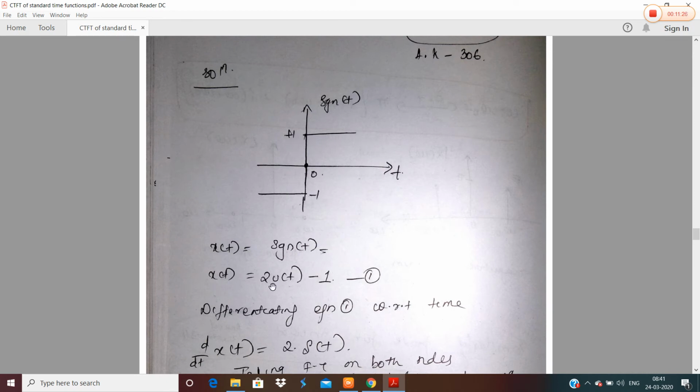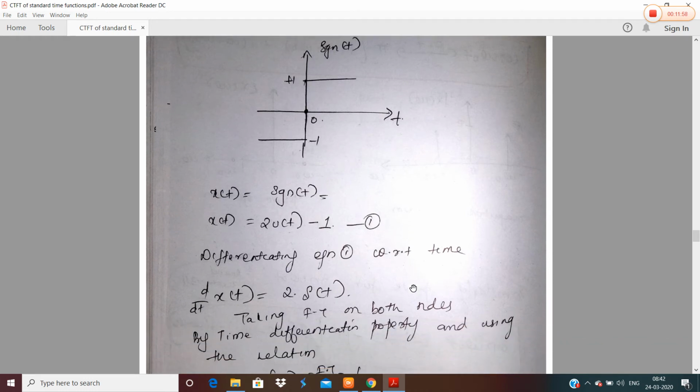So if it is 2 into u of t, then it will be 2 here. Then 2 into u of t minus 1 means 2 minus 1, that is 1, for t greater than 0, and for t less than 0, u of t has the value 0. So in this section it will be 0, and 0 minus 1 will give you minus 1. That is how you can represent signum of t. Signum of t can be represented as 2 into u of t minus 1. Okay, so this is your first equation.